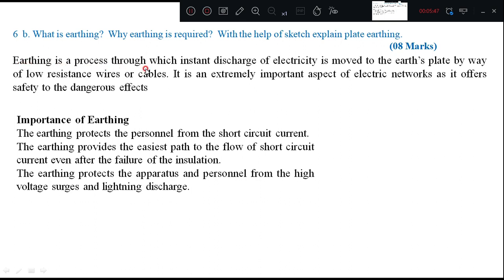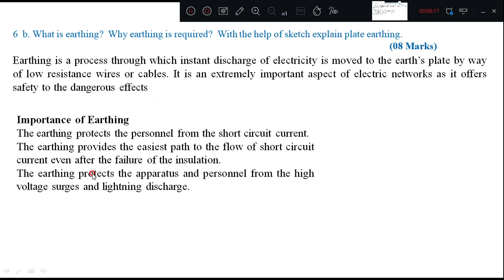Earthing is a process through which the instant discharge of electricity is moved to the earth plate by way of low resistance wire or cables. This earthing provides a least resistance path for the excessive or short circuit current, so that it protects human beings as well as the electrical devices in the system. It is an extremely important aspect of an electrical network, as it offers safety from the dangerous effects to the devices as well as the human beings.